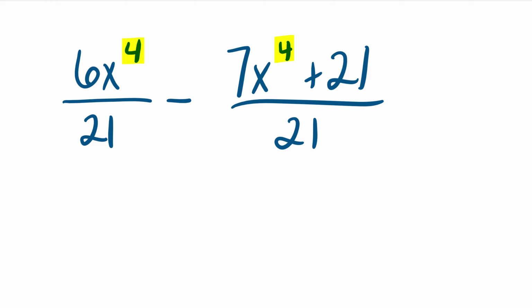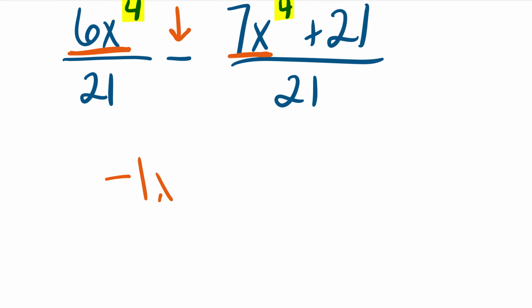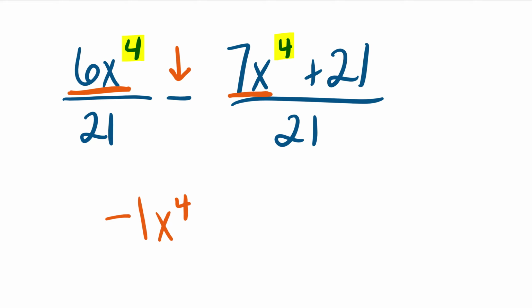So in this case, I want to make sure I go in order. You want to go left to right. This is one thing that I see a lot of people mess up. I'm actually doing 6x to the 4th minus 7x to the 4th. That would give me negative 1x to the 4th. You have to go left to right. Make sure you go in order.